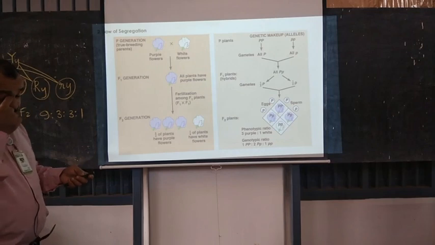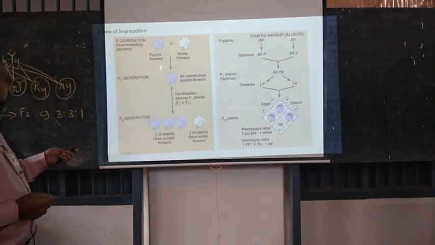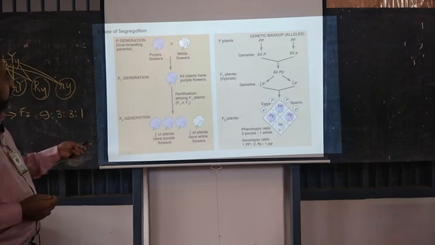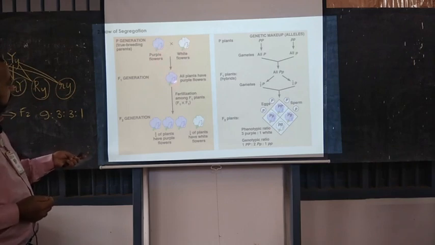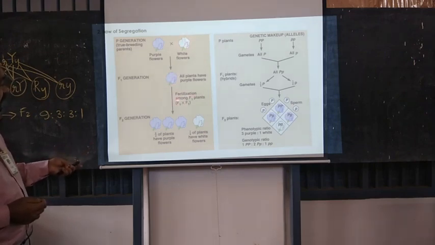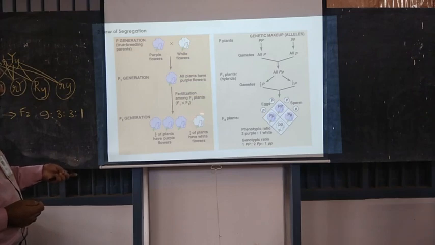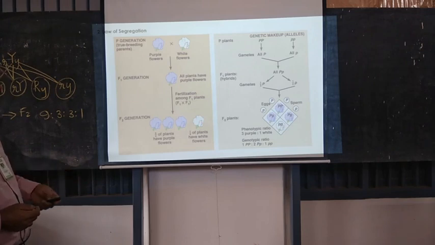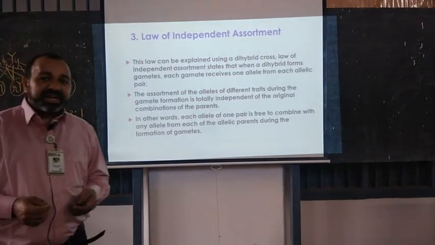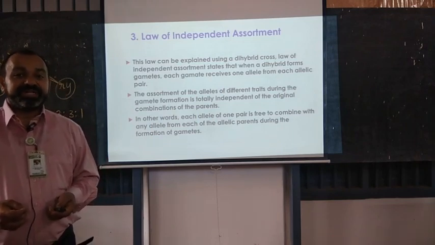And this is again the same law of segregation depicted in pictorial form. The flower color, purple is here, white flower is there, the F1 generation is again purple, but the allelic form for white is present here. And during gamete formation, these allelic forms get separated and we get 25% white flowered plants in the F2 progeny. This is the third law of Mendel, the law of independent assortment.